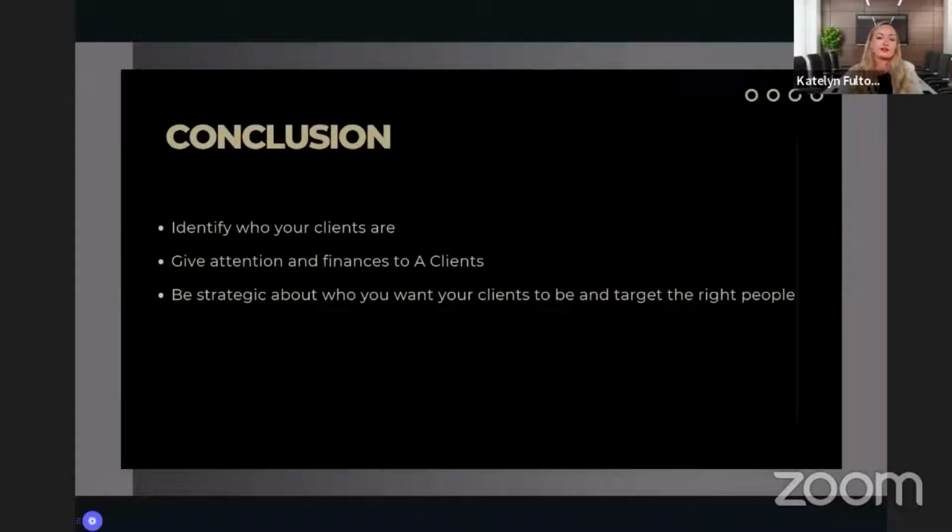Perfect. So that's going to end our database part. Again, identify who your clients are, give your attention and your finances to your A clients, and then be strategic with who you want your clients to be and target the right people.